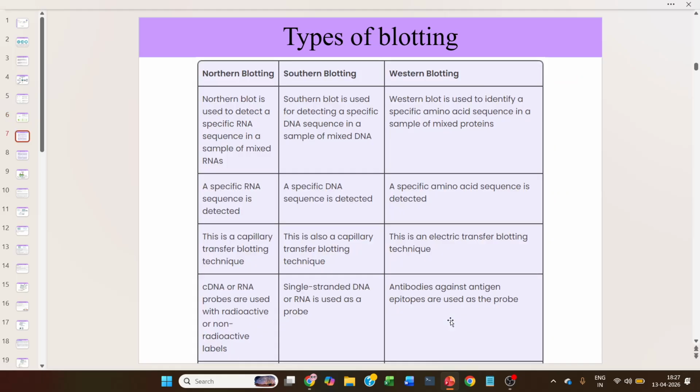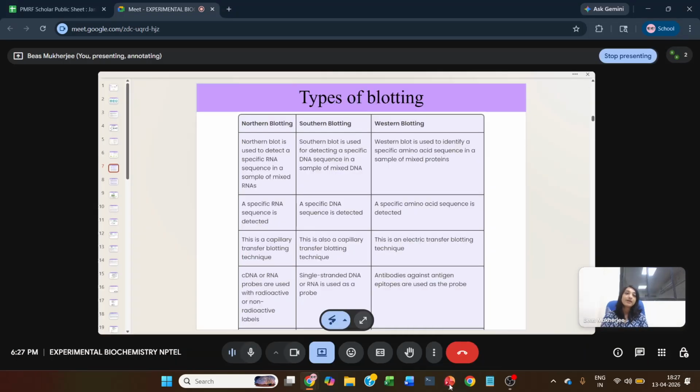Okay, right. So let's start with the process of blotting. Oh, before that, we have the differences between northern blotting, southern blotting, and western blotting. Northern blotting is used for detecting RNA sequences, southern blotting for specific DNA sequences, and western blotting for specific proteins. So in northern blotting, a specific RNA sequence is detected. Now, what is the probe that is used? cDNA or RNA probes are used. These can have radioactive or non-radioactive labels.